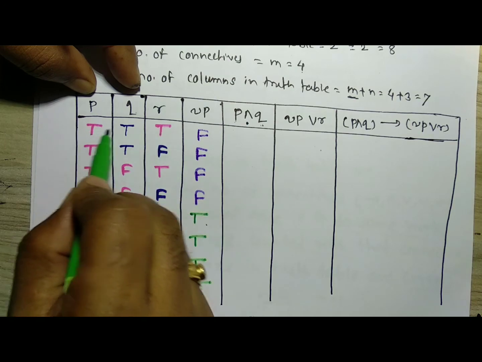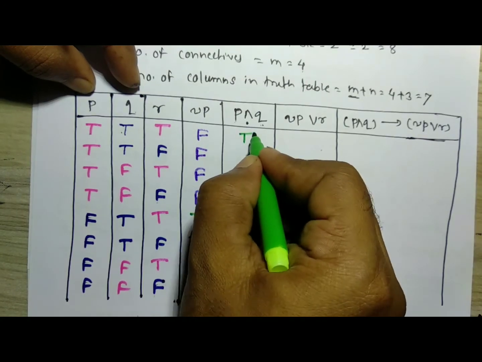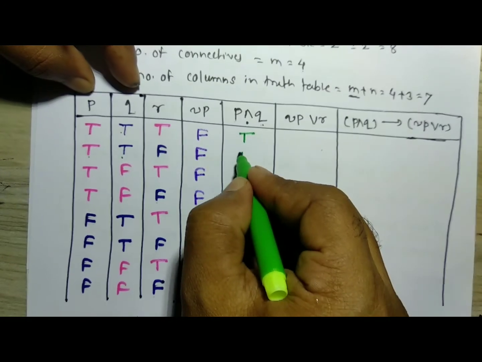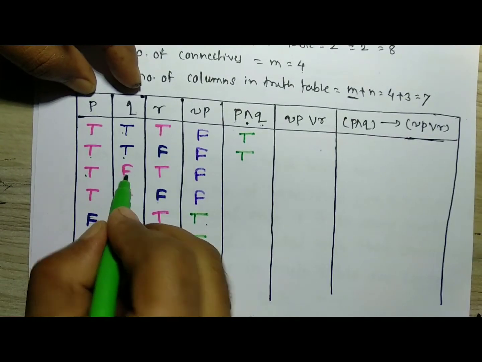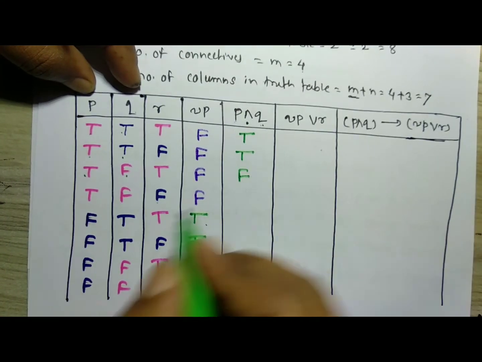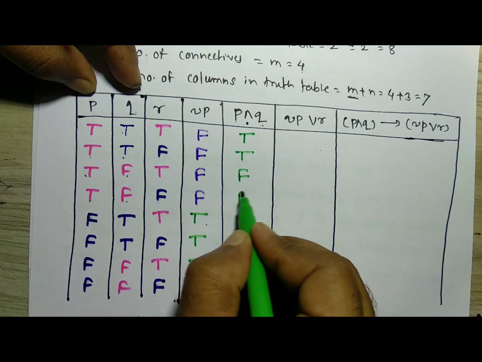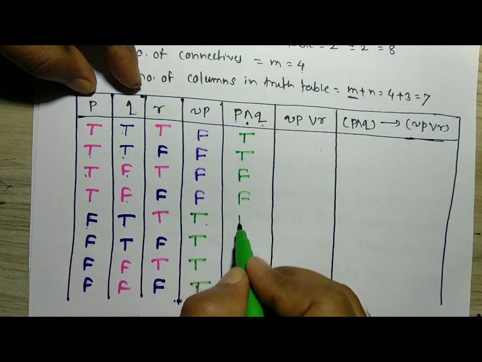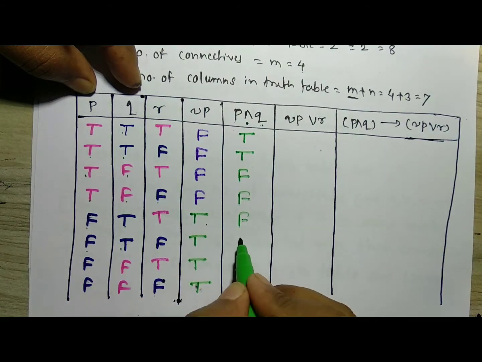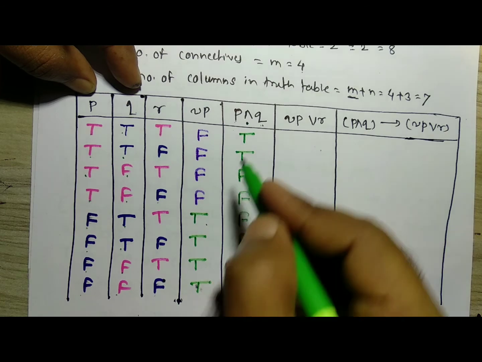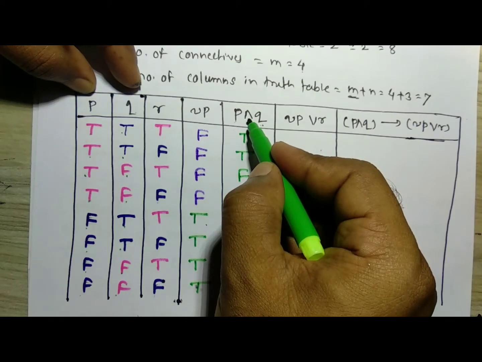Both true, then it is true. This true, this false, then it is false. True, false, then false. False, true, false. False, false, false. That means if both statements are true, then it is true, otherwise false.